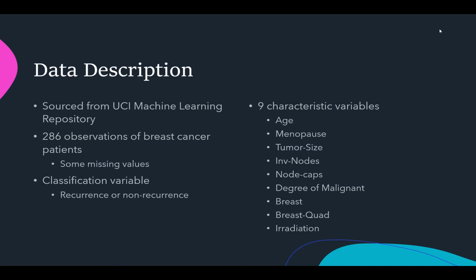Age is how old they were when they were diagnosed. Menopause is whether they were pre or postmenopausal. Then there is some information regarding their cancer: the tumor size, nodes and node caps that are characteristics of their cancer, and degree of malignancy on a scale of 1 to 3, with 3 being more malignant, so more threatening. Breast and breast quad give the location of the cancer, and irradiation tells us whether or not they received radiation therapy to treat their cancer.